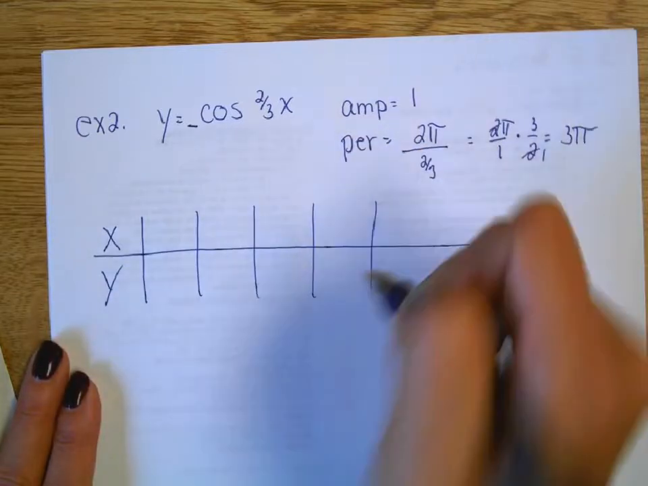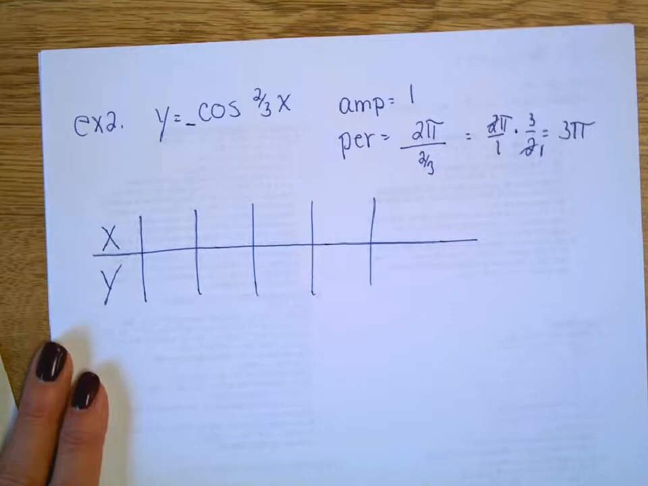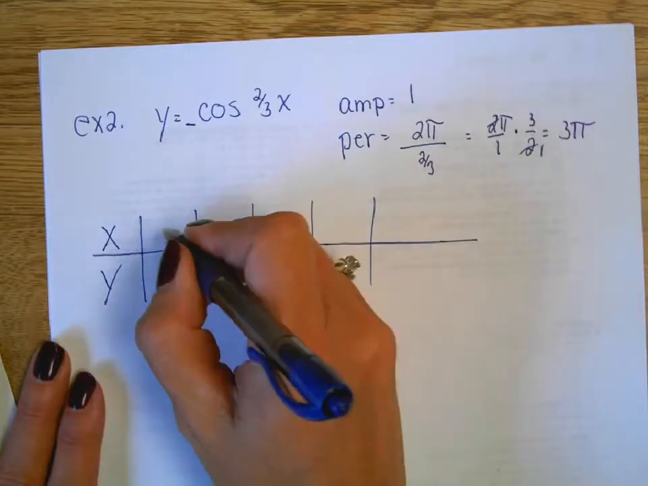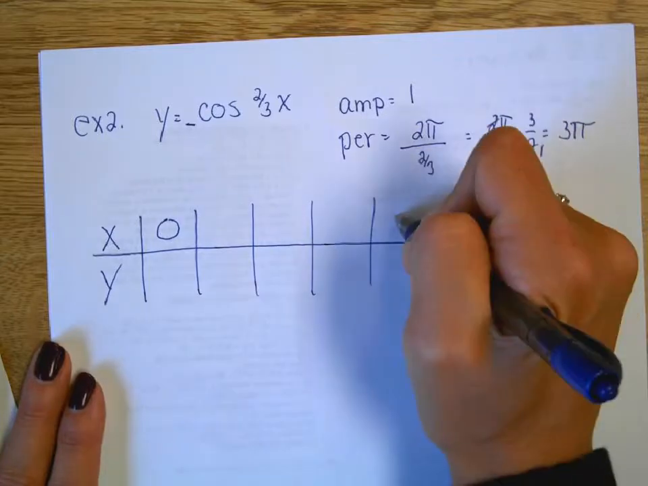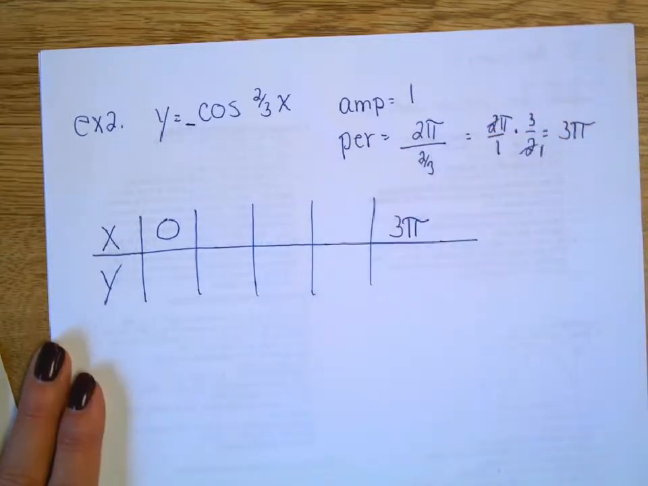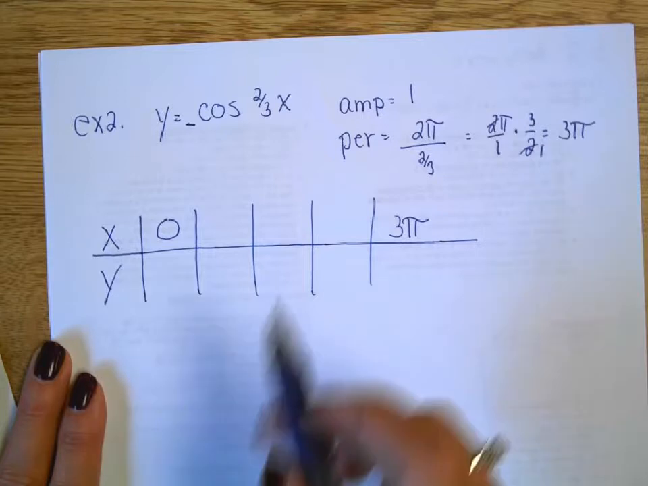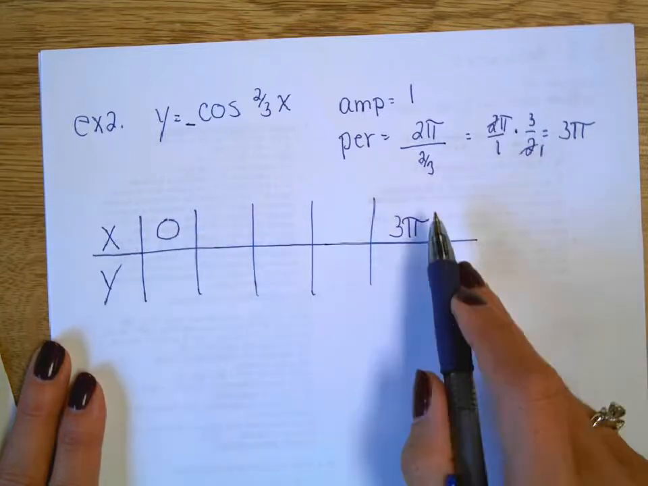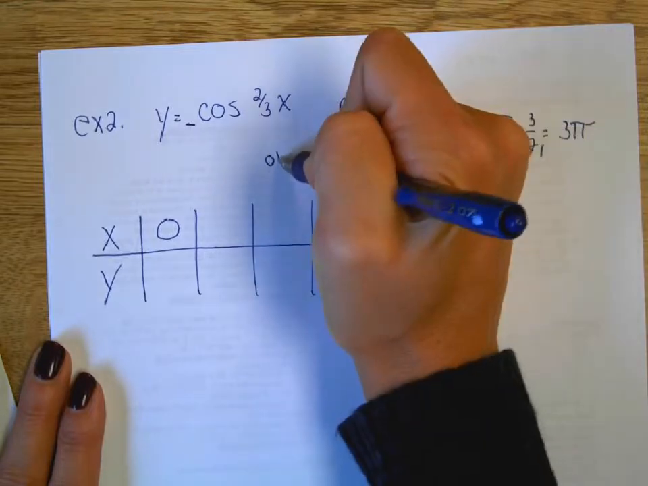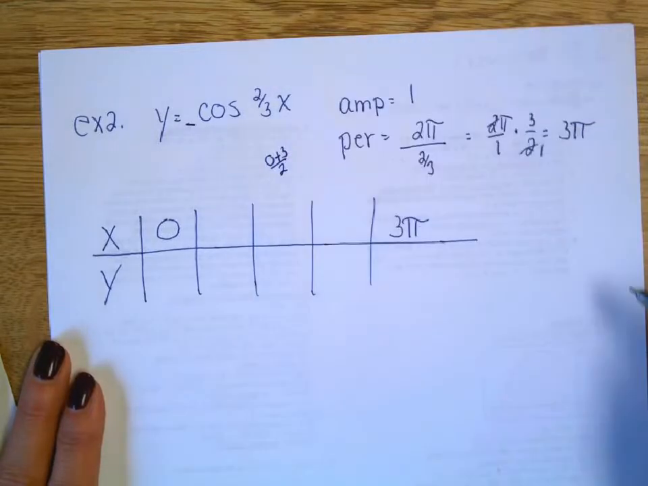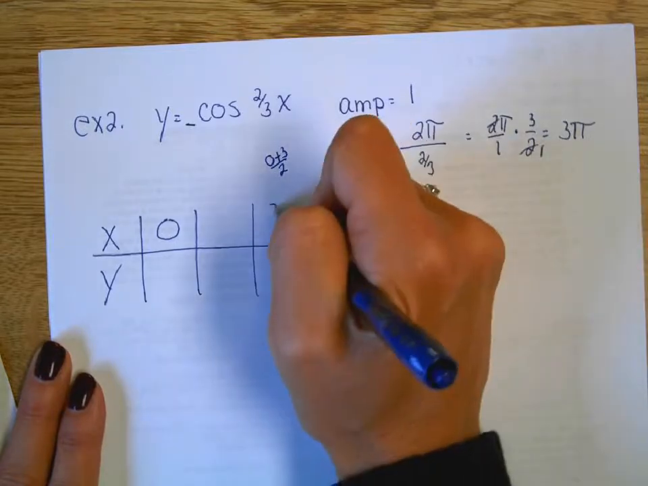5 key values. Starting at 0, where are we going to finish? 3 pi. Okay, which one should I find? The middle one. The middle. You average 0 and 3. So let's just add the two numbers together, divide by 2. And there it is. 0 plus 3 is 3. 3 over 2 is 3 over 2. So 3 pi over 2.